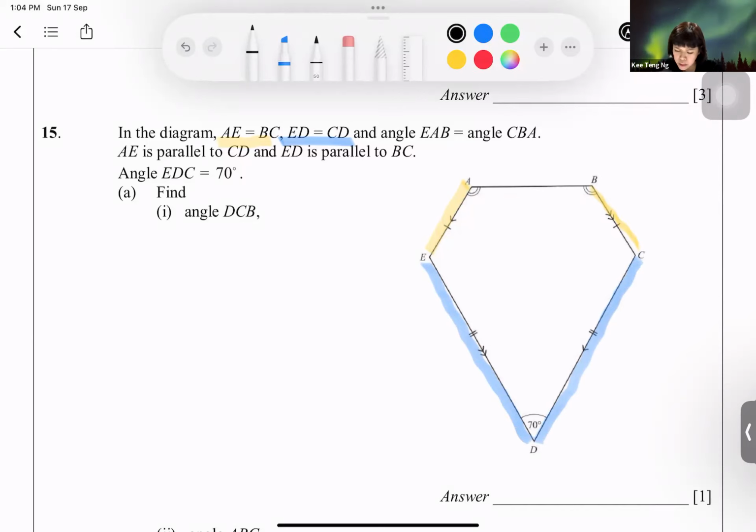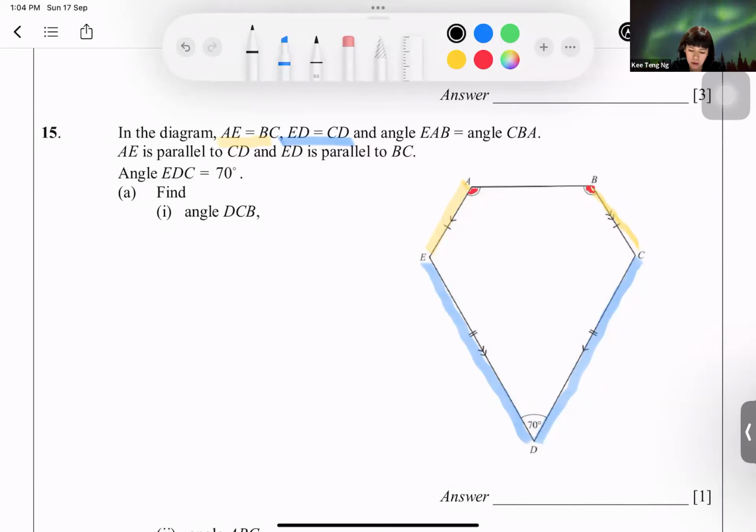Then they gave me that angle EAB, this angle over here, is equal to this one. So they are really very similar. Almost isosceles to each other, or like a line of symmetry like that. And you have parallel lines, but the lines are parallel.